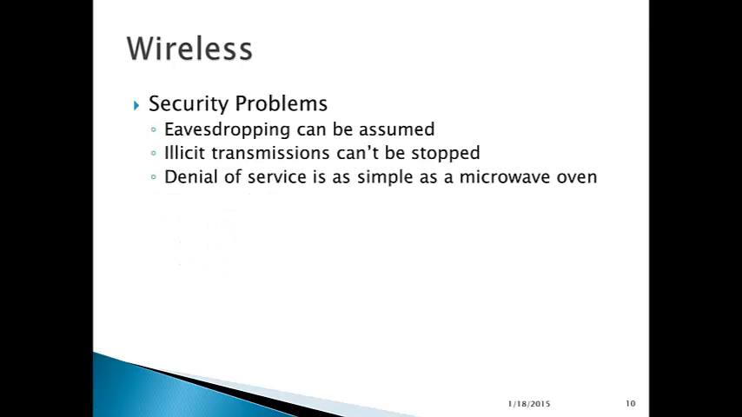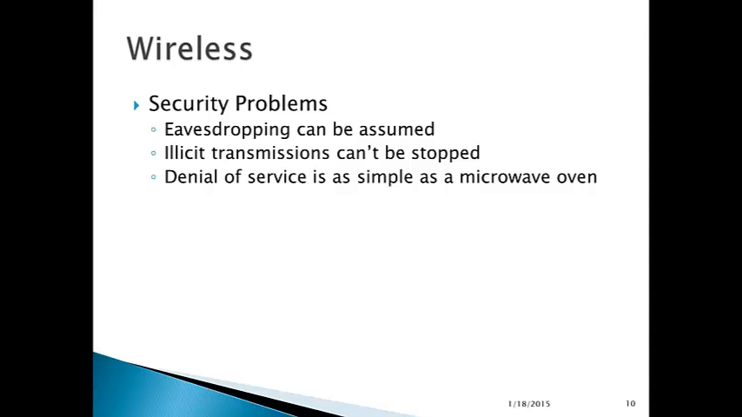Now, security problems with wireless. First off, assume that eavesdropping happens. You know, lowering the power or using directional antennas doesn't do a thing because the attackers always have better antennas than you. An attacker can always get an illegal transmitter that will overpower you. Eavesdropping can be assumed. You also, as I mentioned with the powerful transmitters, illicit transmissions can't be stopped. So you have to assume that someone else can hear you, and you have to assume that someone else can send a transmission based on what they heard that will enter your network.